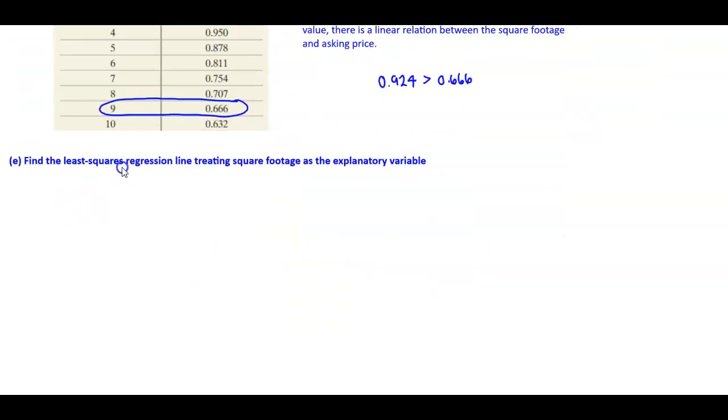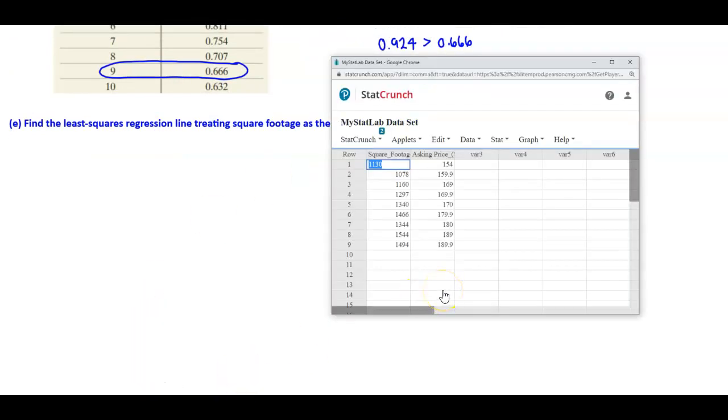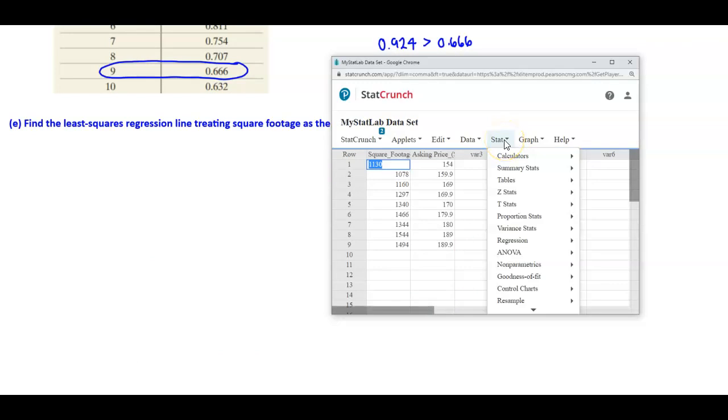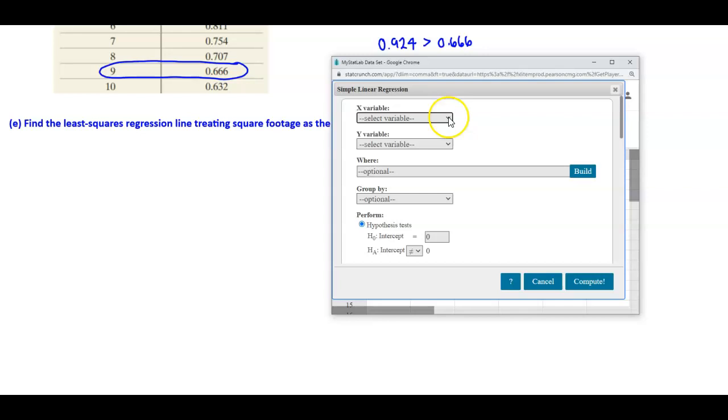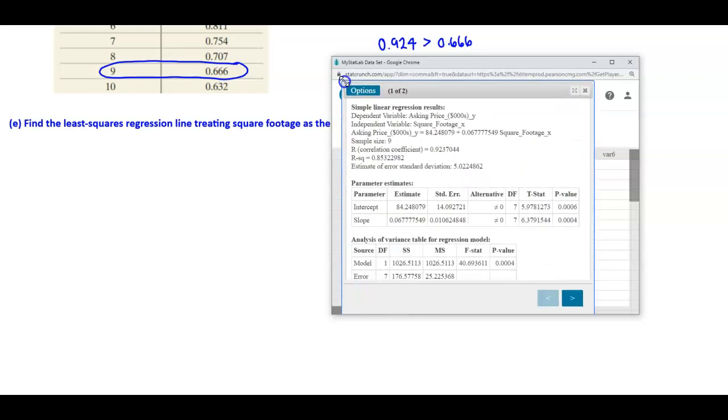Okay, now we want to find the least squares regression line, treating square footage as the explanatory variable. So we're going to open up StatCrunch, go to Stat, then Regression, and select Simple Linear. We know that our X variable is going to be the square footage and our Y variable is going to be the asking price. Then we just select Compute, and it's going to give us the entire data of what we need.